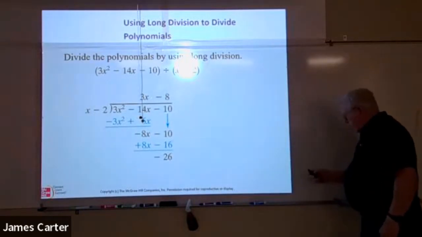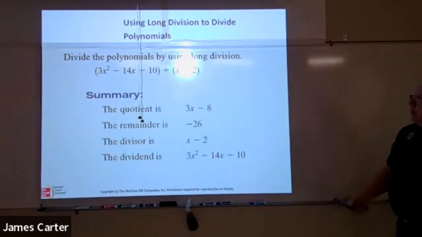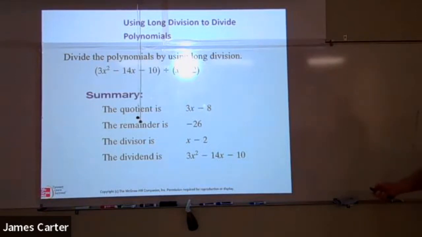Now let's go on. Here's just kind of a summary of this thing. The quotient, the answer, is the answer to a division problem. Remember from your clue word sheet. The remainder, in this case, negative 26, the divisor, x minus 2, and the dividend is this.